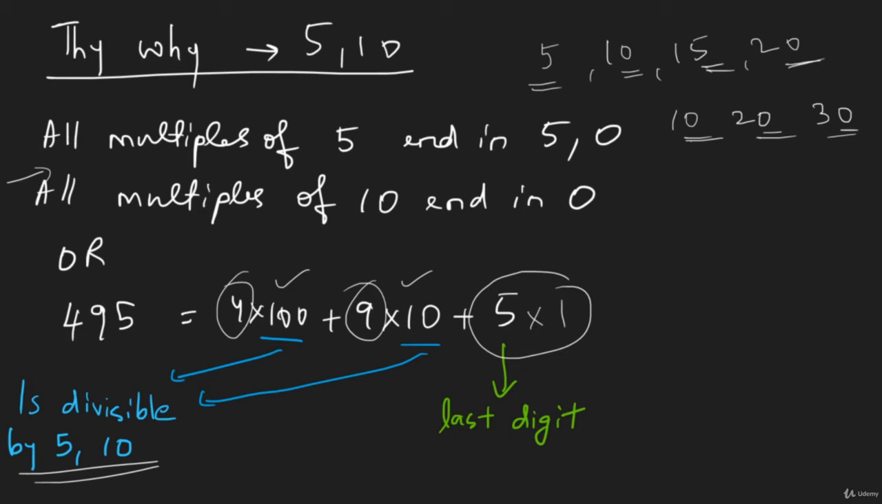And we have seen in the case of 5, the last digit has to be 5 or 0, because in that case, you will get a remainder of 0 when you divide the number with 5, right? Because 5 by 5 gives you a remainder of 0 and 0 by 5 also gives you a remainder of 0, though the quotient is also 0 in that case. Similarly, in the case of 10, the last digit has to be 0 for the whole number to be perfectly divisible by 10.